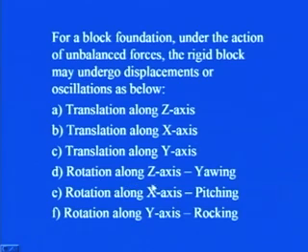Rotation about the z axis we call yawing. Rotation about the x axis we call pitching, and rotation about the y axis is called rocking. So, wherever I use the term yawing, this picture should come into your mind: there is a rotation taking place about the z axis, which is the vertical axis. So, 6 degrees of freedom can occur under the action of this unbalanced force.